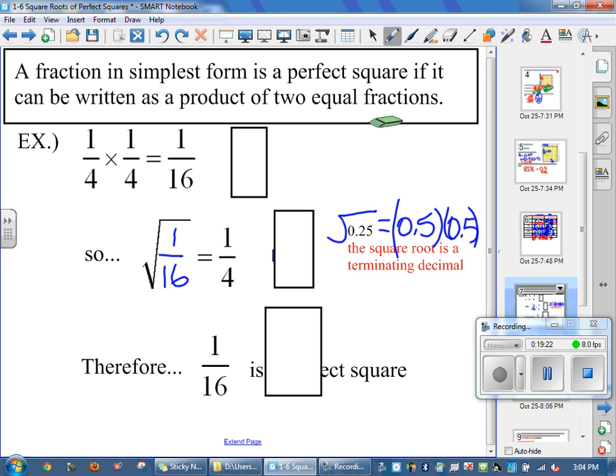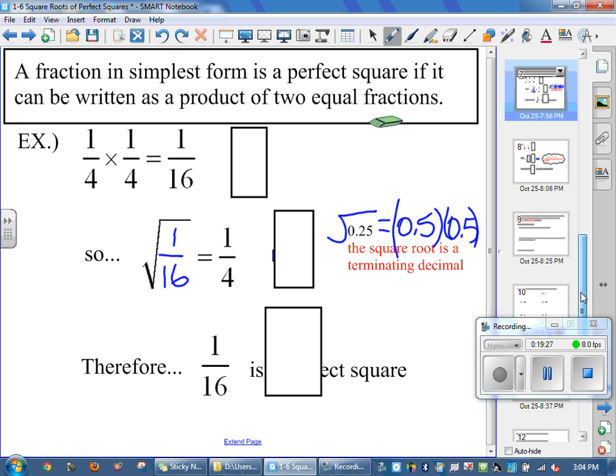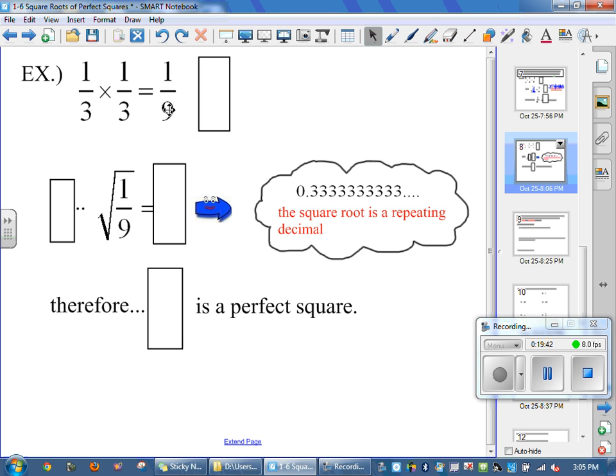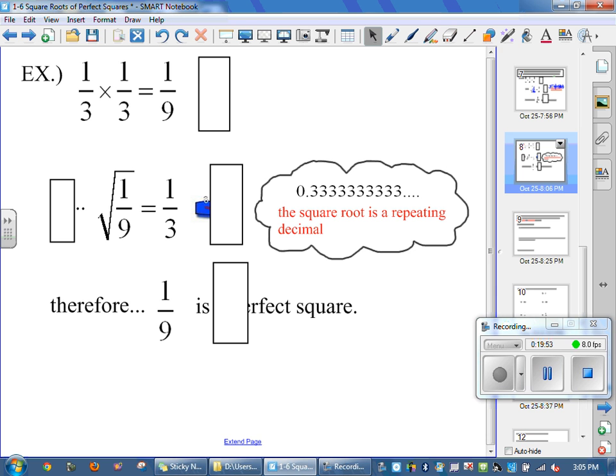Okay. Let's take a look at 1/3 times 1/3. What does 1/3 times 1/3 give us, do you think? 1 over 9. 3 times 3 is 9. Okay, so we're going to say the square root of 1 over 9 then is 1/3, because that's what I use to multiply by itself to get my 1 over 9. So then it says, yes, 1 over 9 is a perfect square, because both the top and the bottom can be square rooted. But let's check this number. Check this one out.